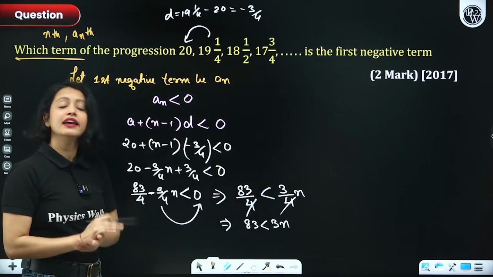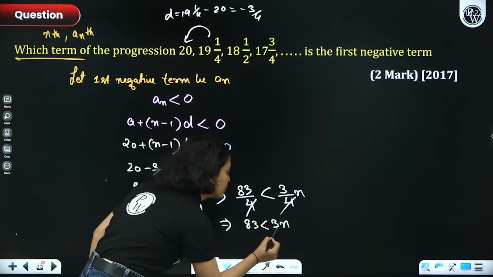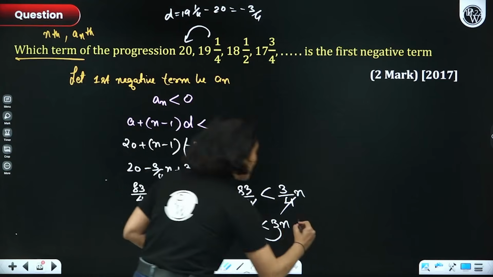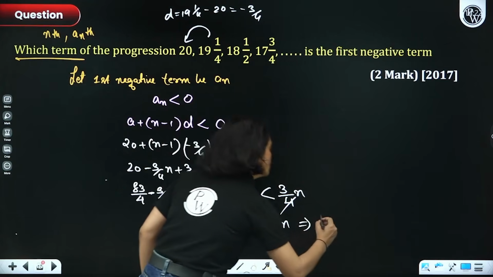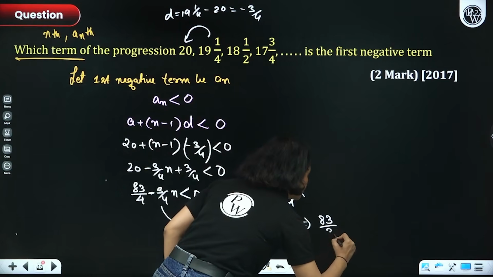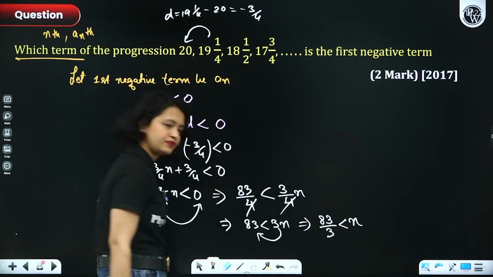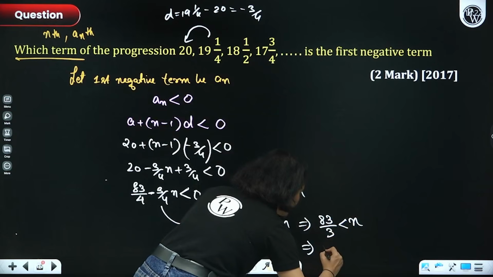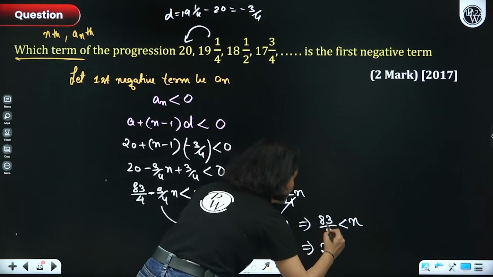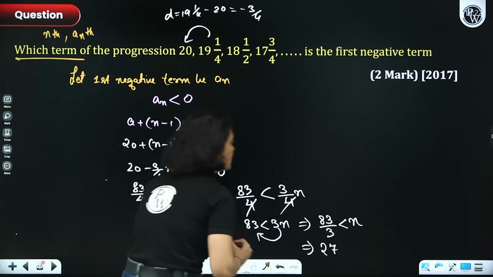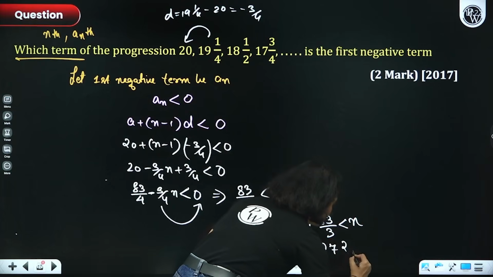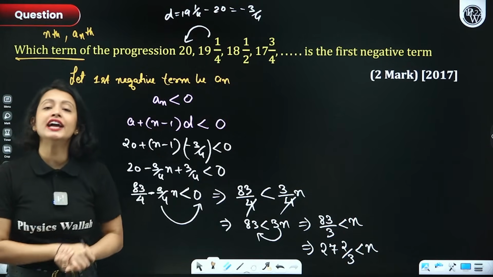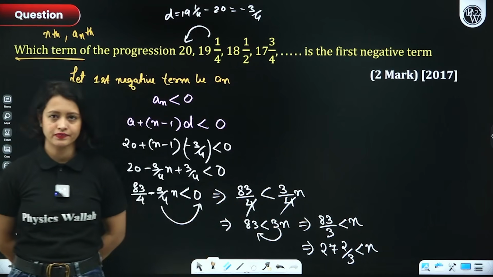Now again, if we had an equality sign, I would bring this 3 on the left hand side so that I get the value of n, right? So do just that. So 83 divided by 3. n should be greater than this. Okay, what is 83 divided by 3? Let's figure it out everyone. 3 into 2 is 6. 3 into 7 is 21. So 27 2 by 3. So n has to be greater than 27 2 by 3.